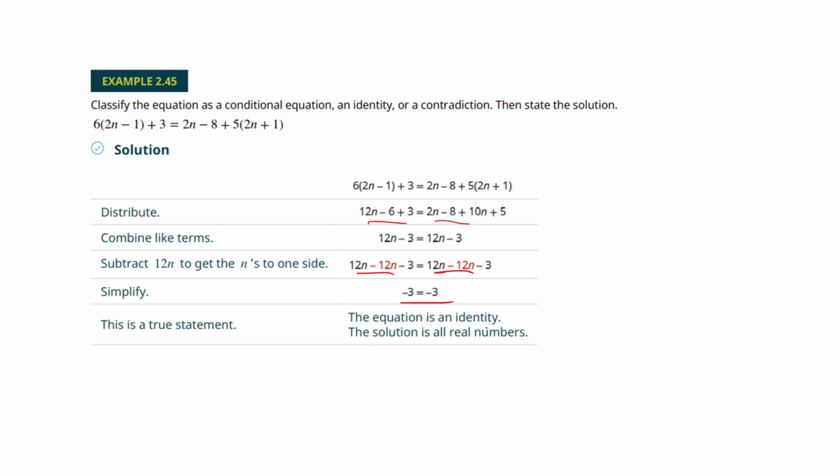Again, that's not super important to me, but what is important is that you understand that this is all real numbers. It means that the I don't know doesn't have anything to do with it, and any value that you put in there for n would make it true. Any number in the world would always make this true.